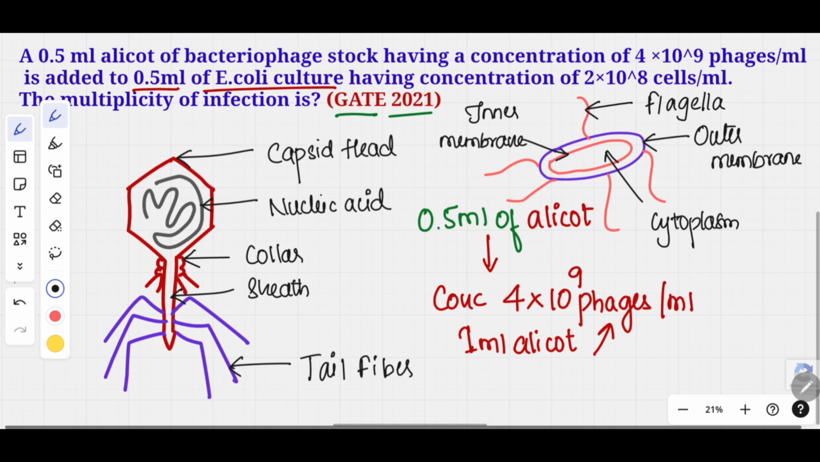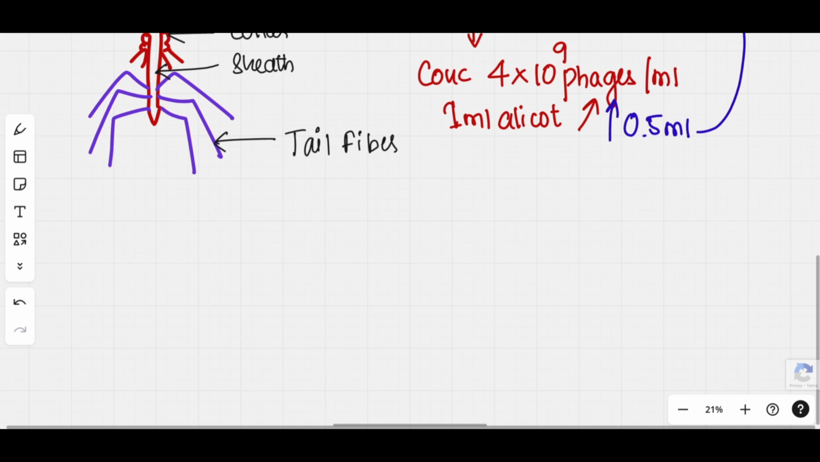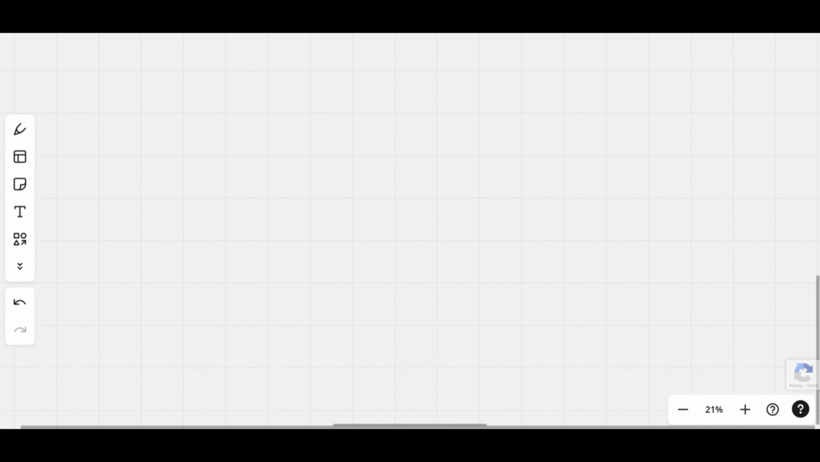So now they are saying 0.5 ml of this is added to the E. coli. Now they are asking us what is the multiplicity of infection. To calculate this, it is just a basic understanding. I told you about the concept. Now let us solve the problem.